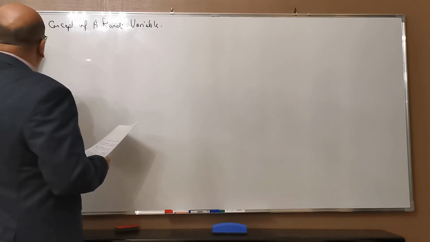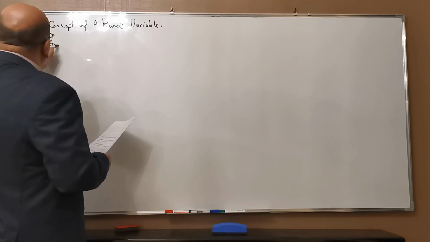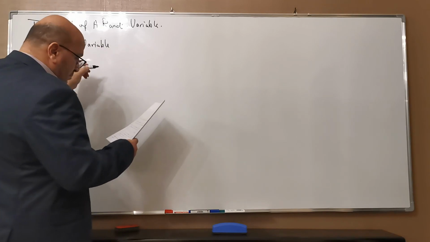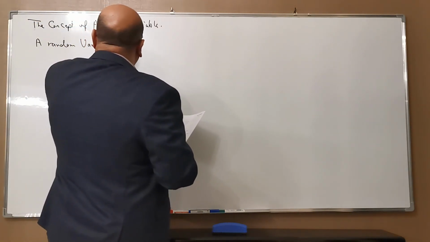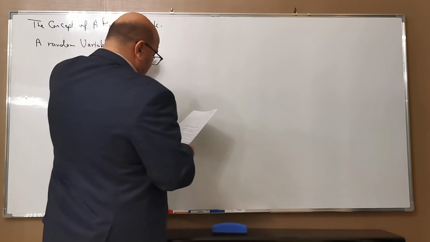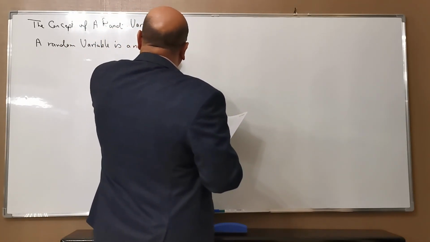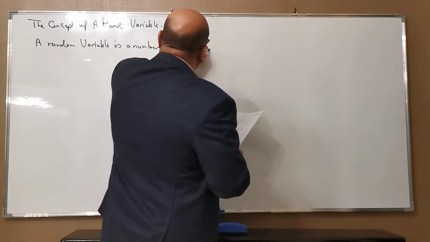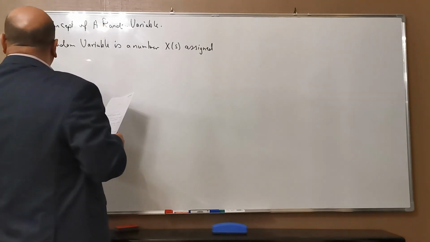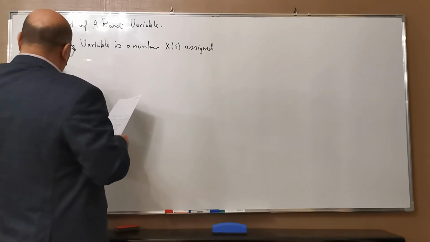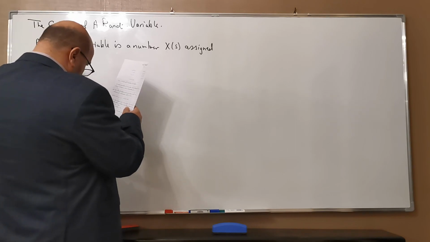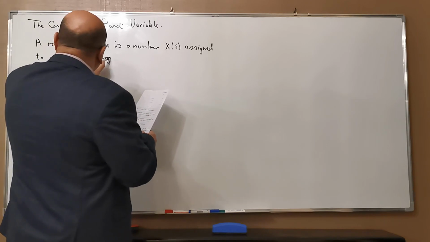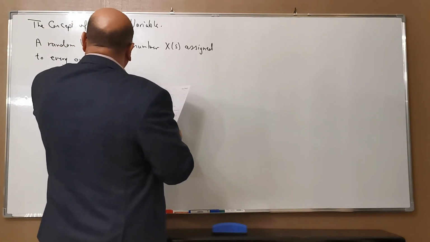As a definition, a random variable is a number X of S assigned to every outcome S of an experiment.